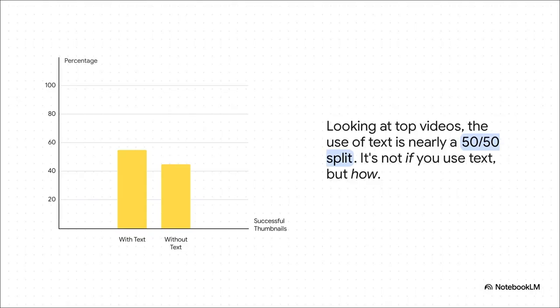And look at this. This is probably why you're so confused. When you look at thousands of really successful YouTube videos, the split is nearly 50-50. About 55% of top-performing thumbnails use text, and 45% don't. So what does that tell you? It proves there's no single magic answer. The real secret isn't if you use text, it's all about how you use it.